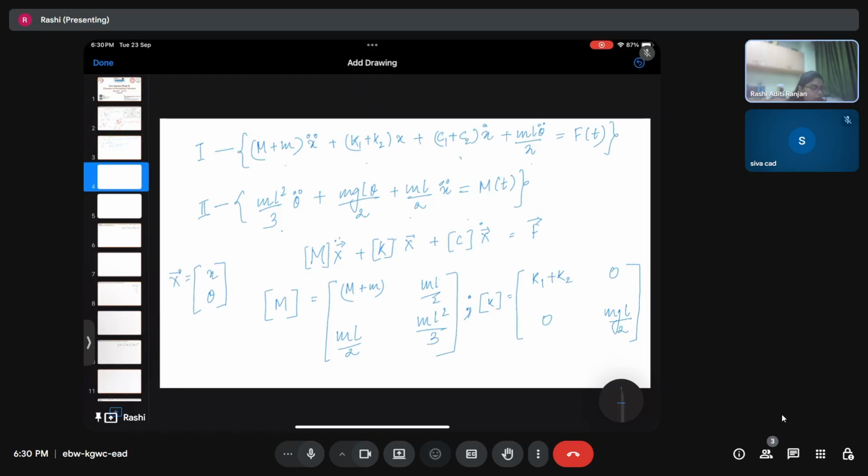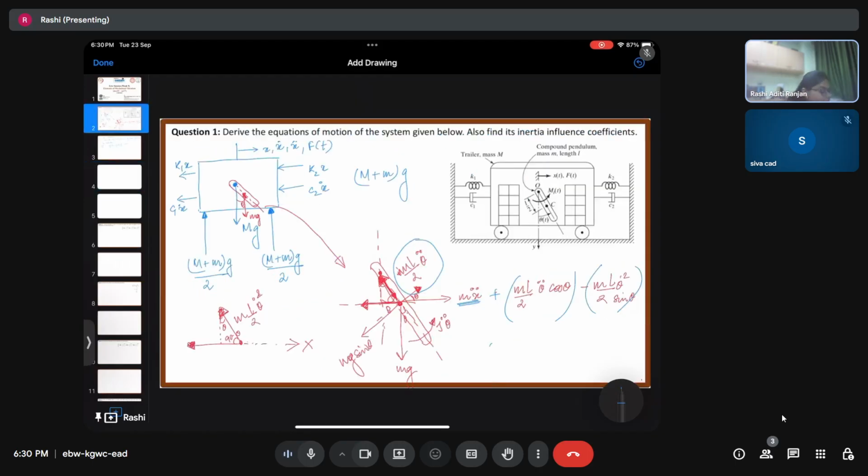Okay. Now, another part of the question was to find the inertia influence coefficients. Firstly, what are inertia influence coefficients and why do we even need to find them? See, this was a 2 degree of freedom system and it was simple to solve, correct? We had to deal with only two equations, and they were not complicated at all. They had simple terms.